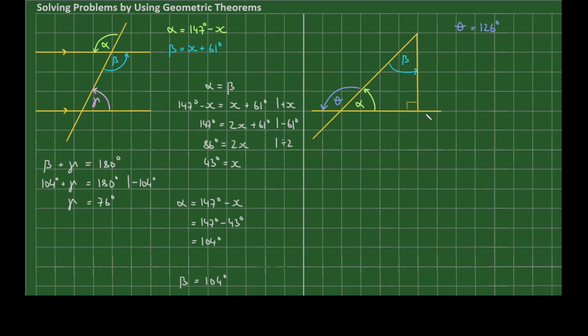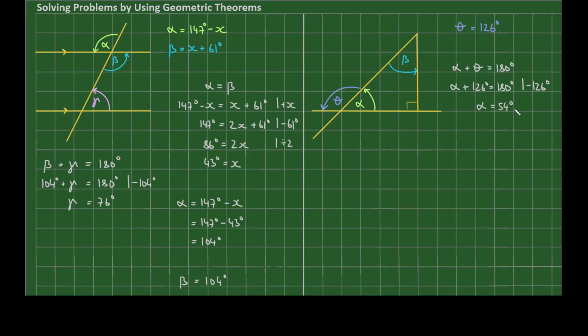Here we have a right angle triangle. Recall that this symbol indicates a right angle of 90 degrees. We are told that angle theta equals 126 degrees. Suppose that we want to calculate the magnitudes of angle alpha and beta. Angles theta and alpha are angles of a straight line. They are supplementary angles that add up to 180 degrees. I'm going to substitute for theta and then transpose the 126 degrees. That will give me alpha equals 54 degrees.